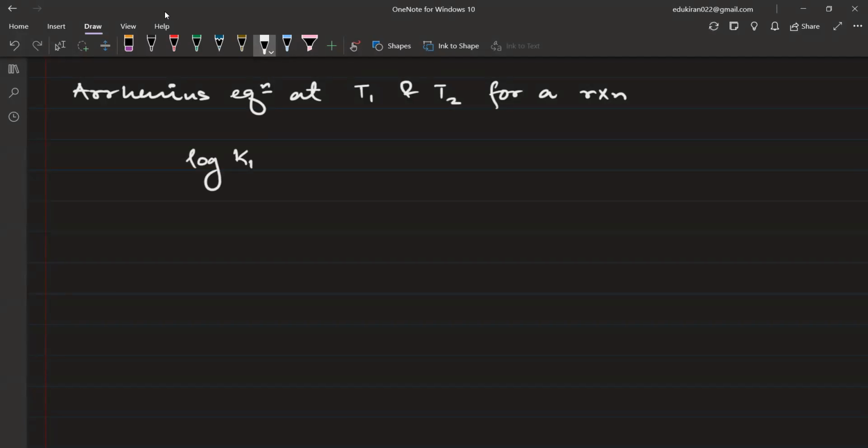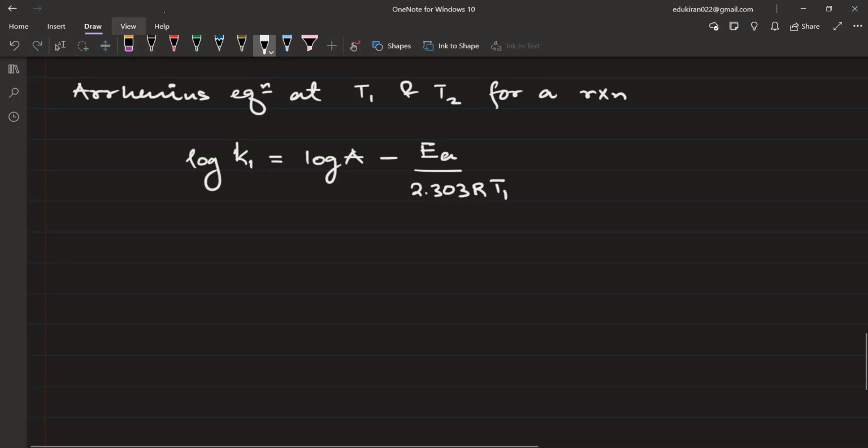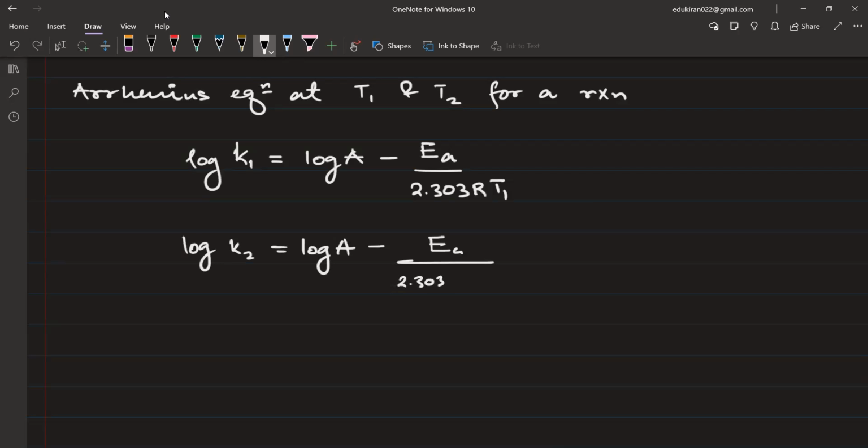We'll have log K1. This will be equal to log A, and log A is not changing. Why? Because log A is characteristic of a reaction. Reaction is not changing, log A will not change. Log K1 is equal to log A minus EA, which will also not change, divided by 2.303 R, and then T1. Why T1? Because K1 will be at temperature T1, and log K2 will be equal to log A minus EA upon 2.303 RT2. Correct?